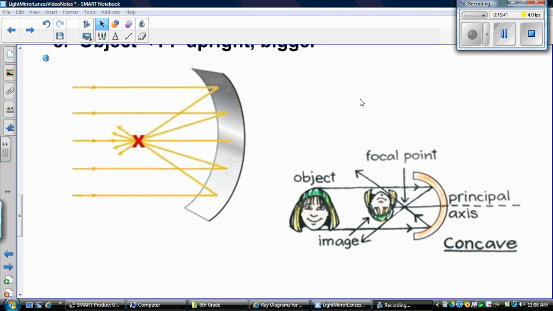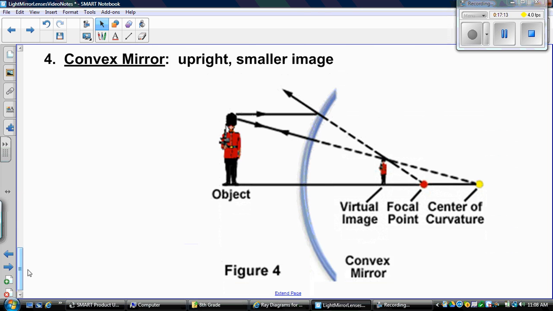So those are all the different images that form from a concave mirror with reflecting rays. Okay, there's a lot of them, but you're going to get a lot of practice with them. And once you learn how to draw the incoming rays and reflecting rays, it's very easy to figure out what type of images form based on your distance according to the focal point and center of curvature. Okay, so now let's look at a convex mirror.